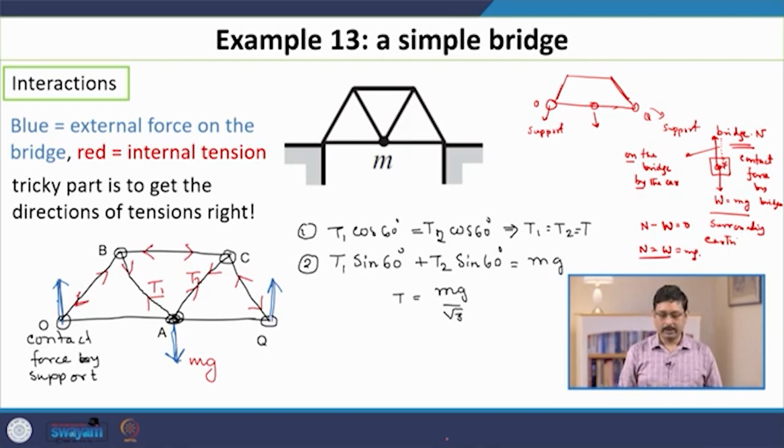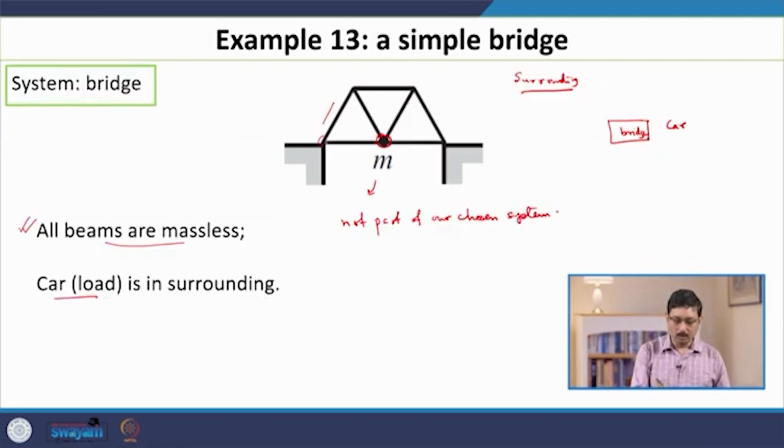If I take the whole bridge as my system, then these are the external forces given in the information, and I have drawn this diagram here to denote these external forces by the blue. Now, the problem asks to calculate the internal forces, the tension forces in the beam. The strategy is, you take each node as your system.